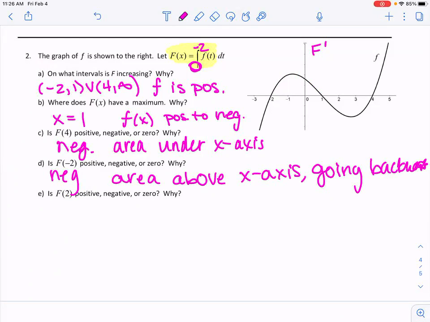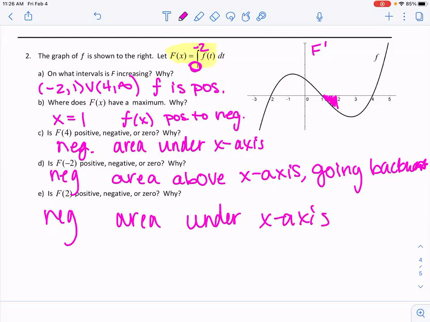And then what about f of 2? Tiernan, what's true about big F of 2? Positive, negative, or zero? Why? We have area under the x-axis. So don't forget, if you go to the left, you have to make it everything opposite.